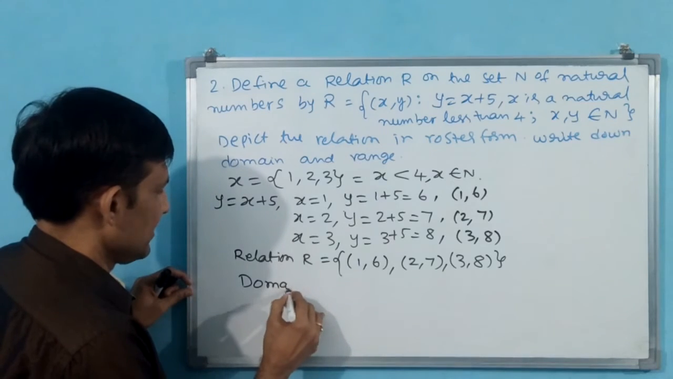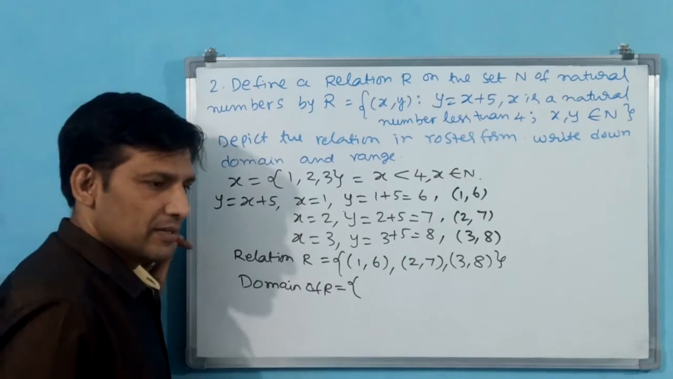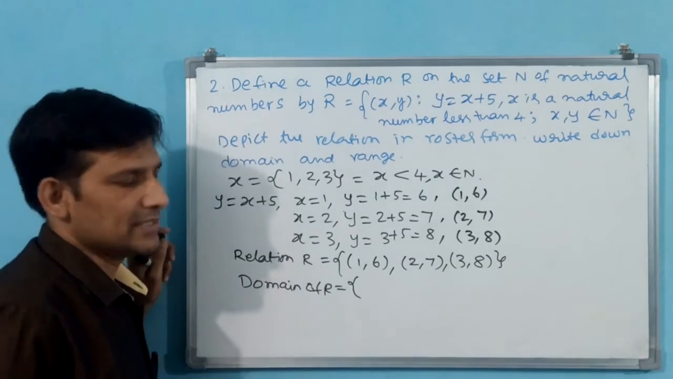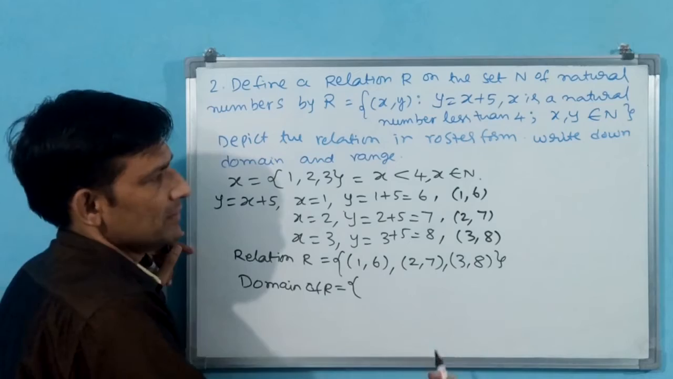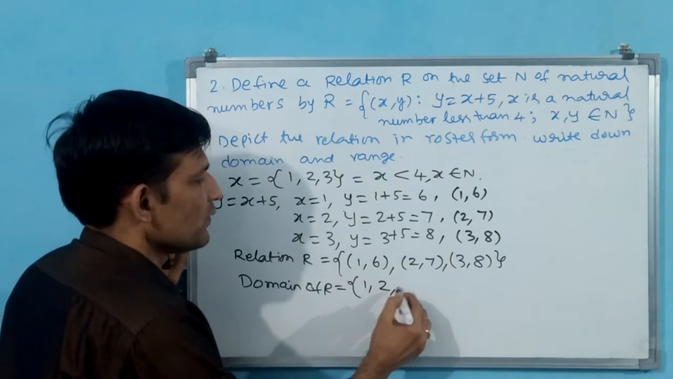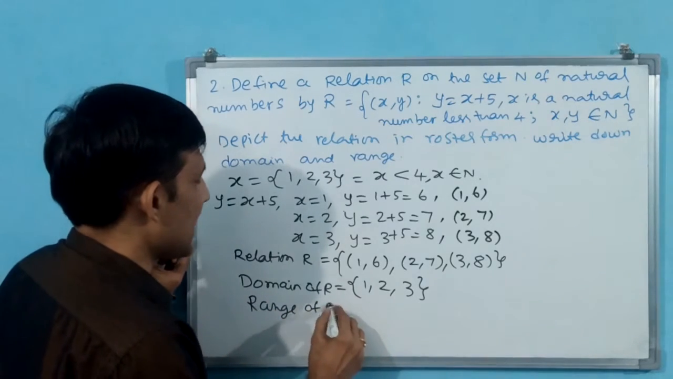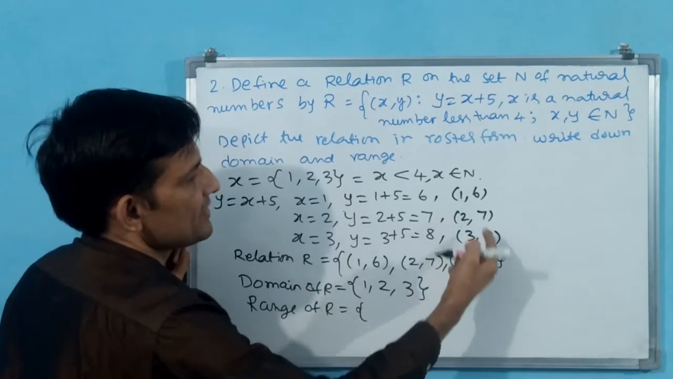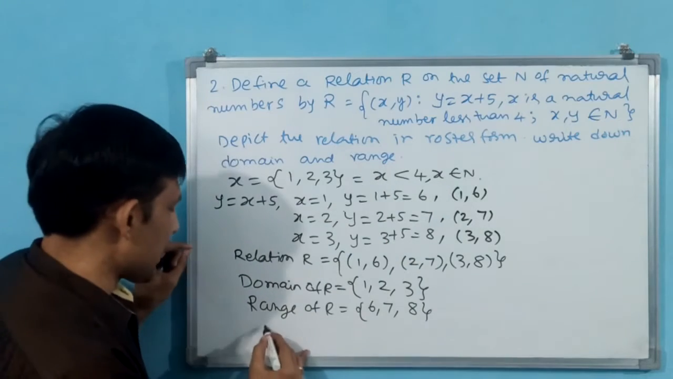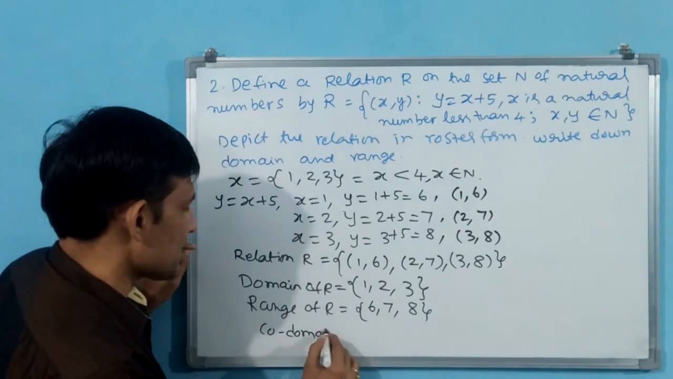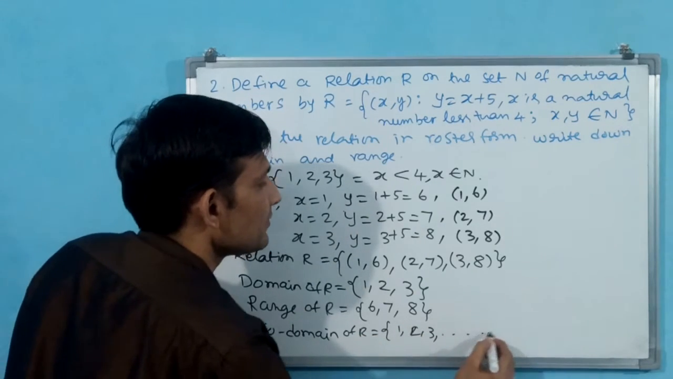Domain of R. You write domain of R, because it depends on the examiner. If you write only domain, some examiners may not accept. Domain of R means 1, 2, 3. Range of R is equal to 6, 7, 8. He has not written it, but I am writing codomain for your understanding. Codomain of R is equal to 1, 2, 3.